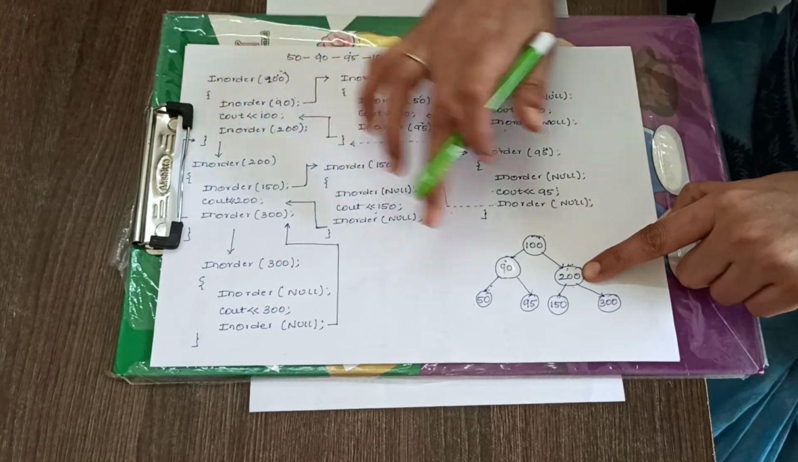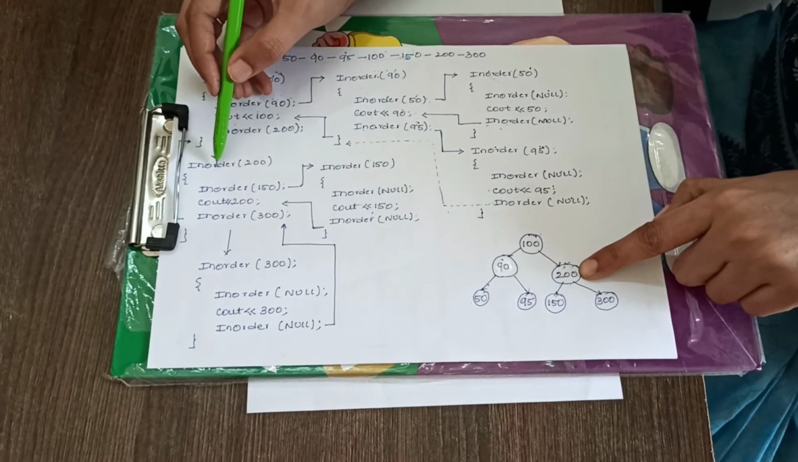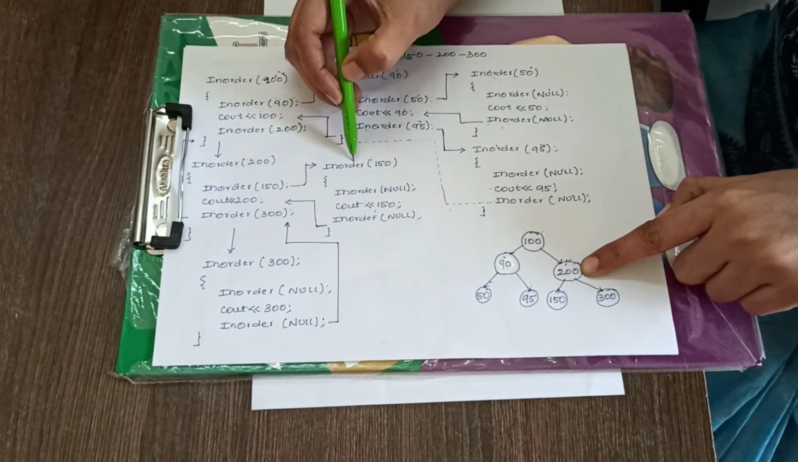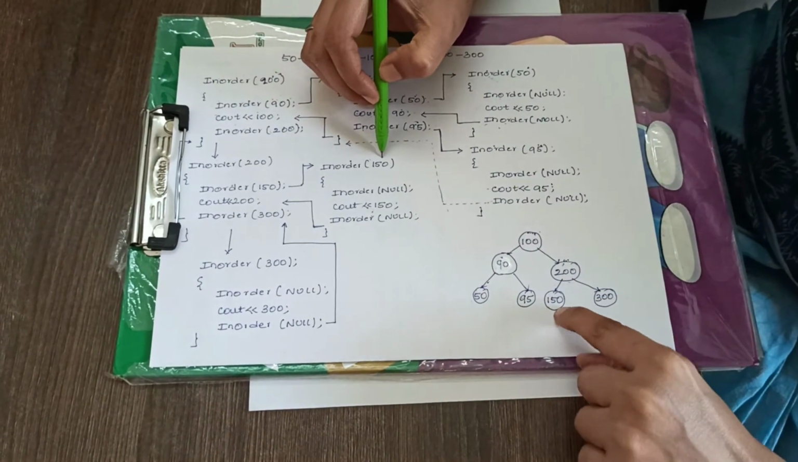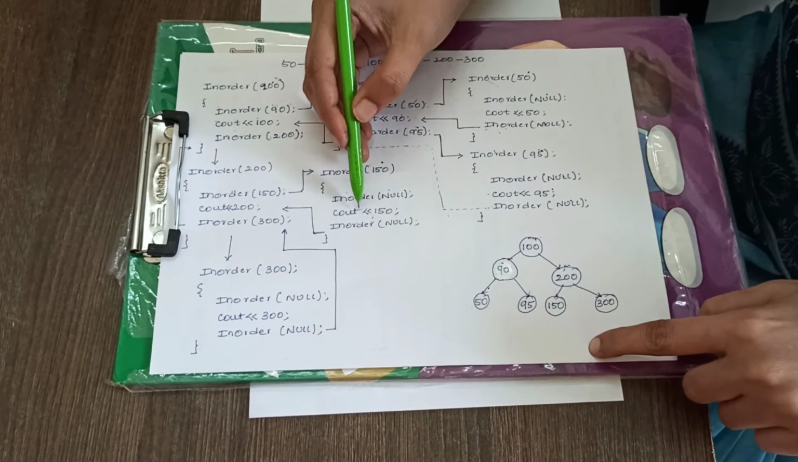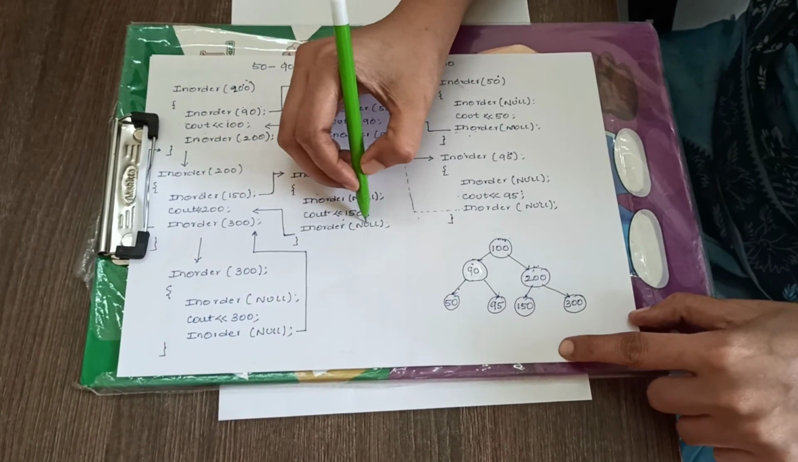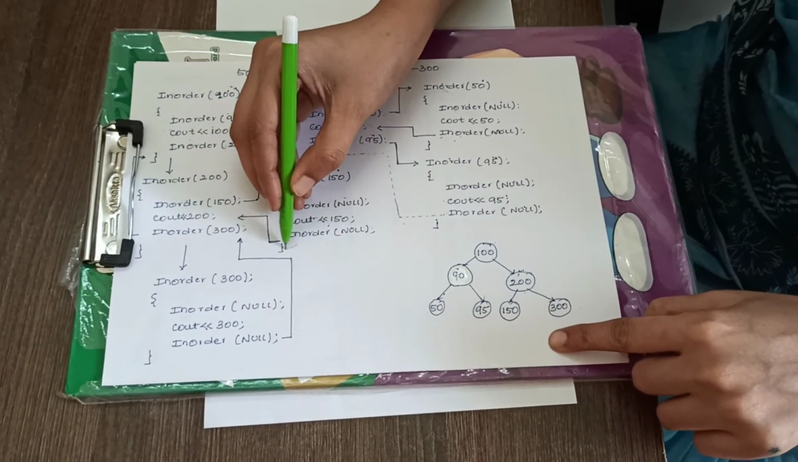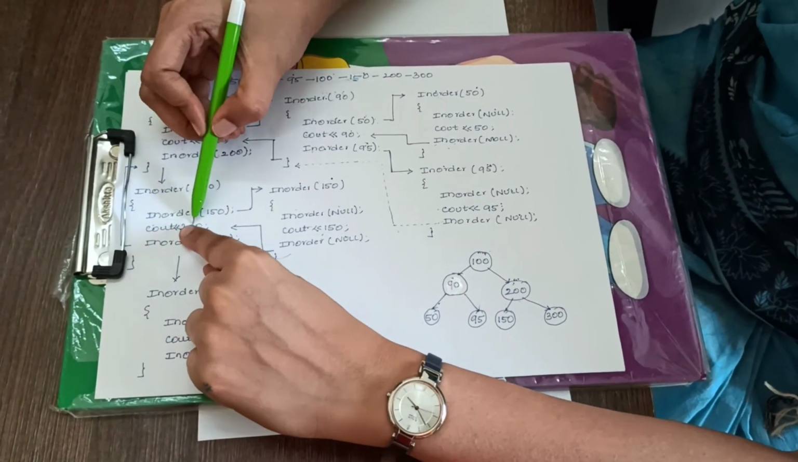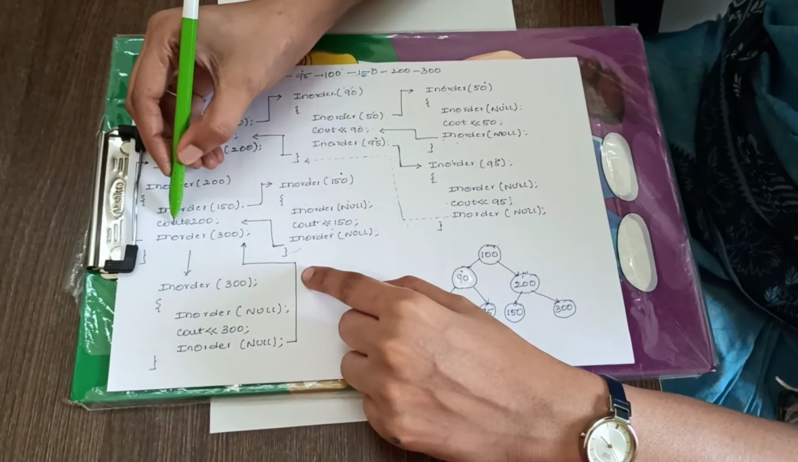Again the Inorder function must be processed two times. For Inorder of 200, the control is given to this function. Here Inorder of 150: for 150 there is no left child and no right child, so they are null, and it will display 150 on the screen. Then Inorder of null, no right child, so the control is given back to the cout statement of this function. So cout 200 will be displayed on the screen.